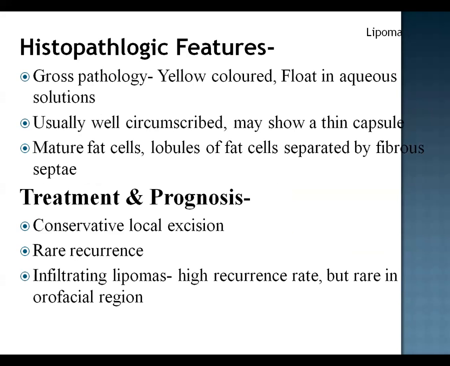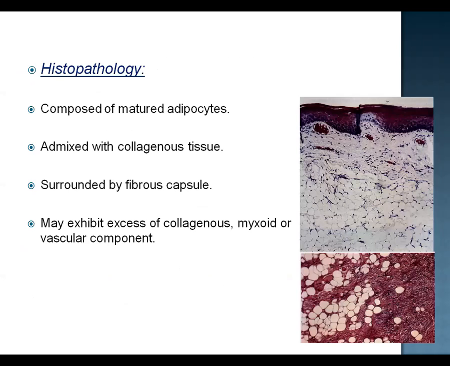Histopathological features: gross pathology will show a yellow-colored mass, usually well circumscribed, may show a thin capsule, mature fat cells, lobules of fat cells separated by fibrous septa. Histopathologically, it is composed of mature adipocytes admixed with collagenous tissue and surrounded by a fibrous capsule. So you can see in the histopathology of lipoma the septa divided by connective tissue stroma, and those septa contain the cells, that is adipocytes or fat cells.